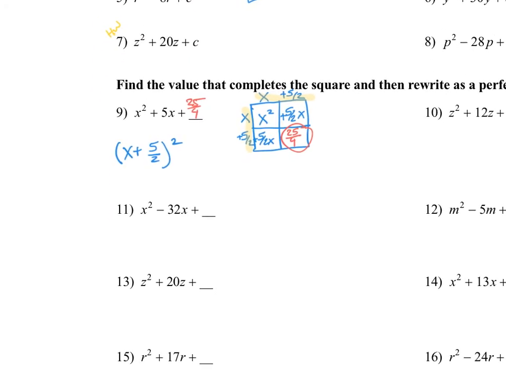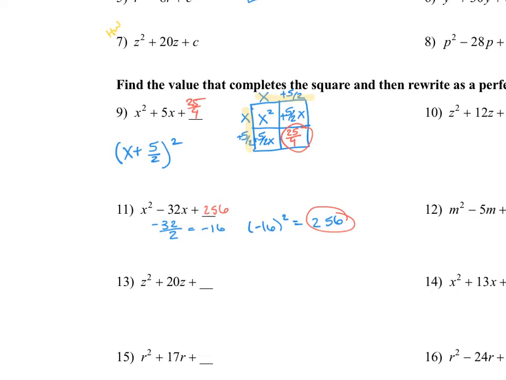So if we take a look at problem number 11, let's take negative 32 and split that in half. That'll give us a negative 16. And then if we take negative 16 and we square that, that's going to give us our C value of 256. So we know that right there, that's going to be our C value.